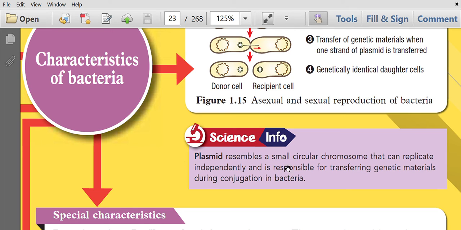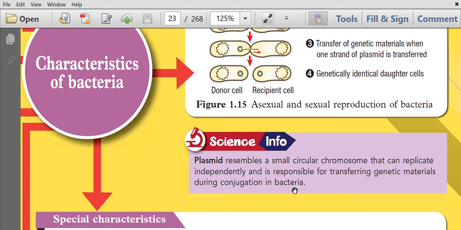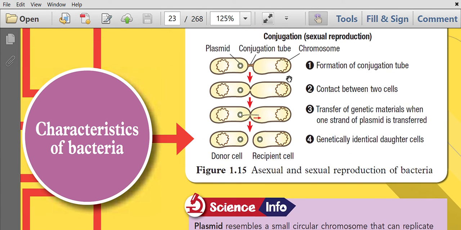Okay, so this info sign: plasmid resembles a small circular chromosome that can replicate independently and is responsible for transferring genetic materials during conjugation in bacteria. So that is plasmid, this one, plasmid.